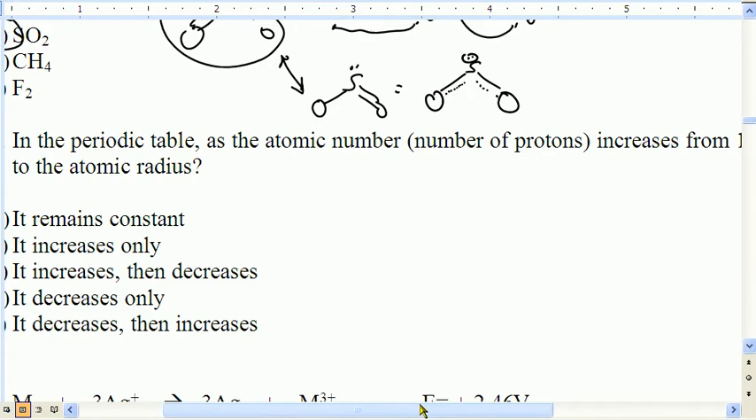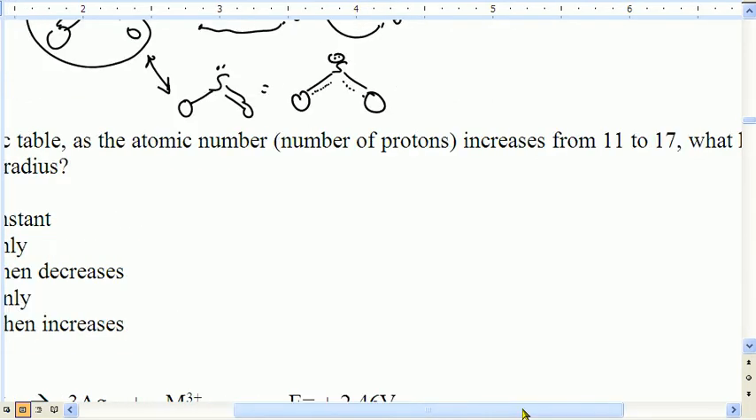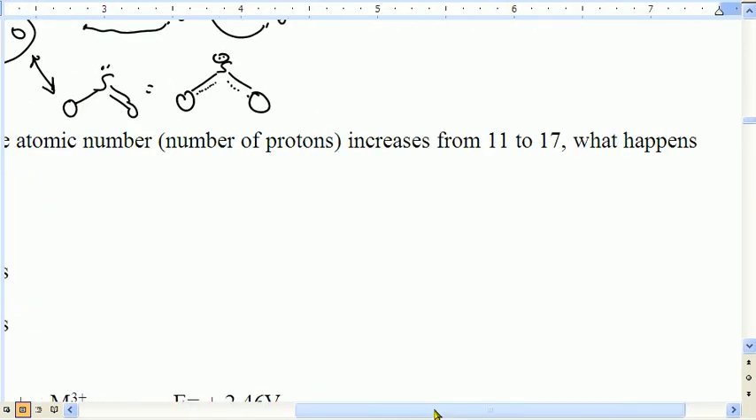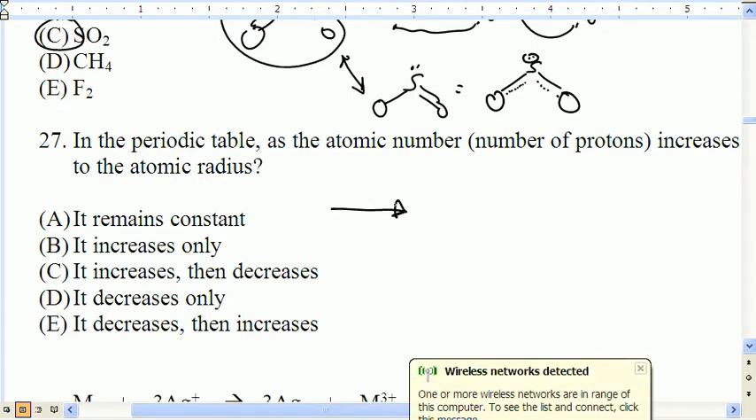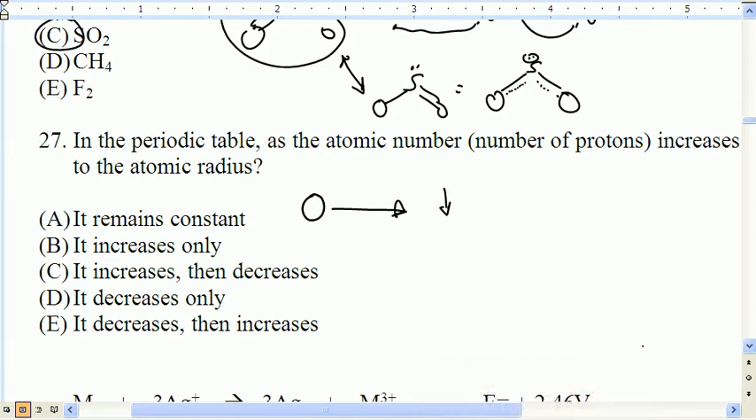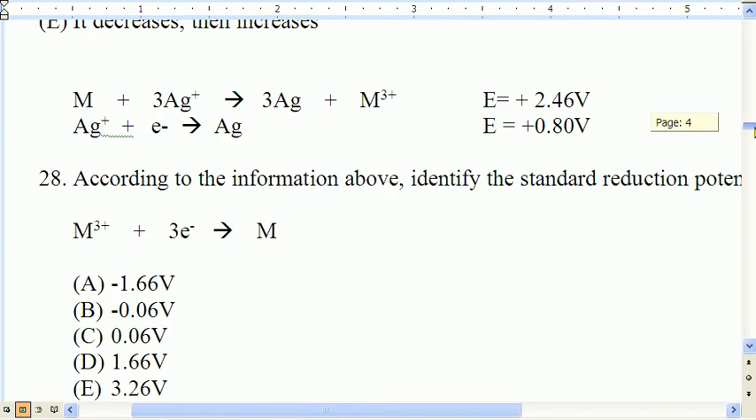Okay? In the periodic table, the atomic number increases from 11 to 17. What happens to the atomic radius? Alright, so as you go this way, size goes down. And it goes down because you're staying in the same energy level, but you're increasing the number of protons, thus you're increasing the strength with which the nucleus is pulling on those, and everything gets smaller. So it decreases only. Never increases then decreases.